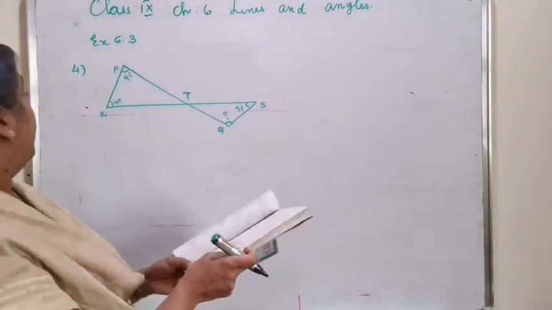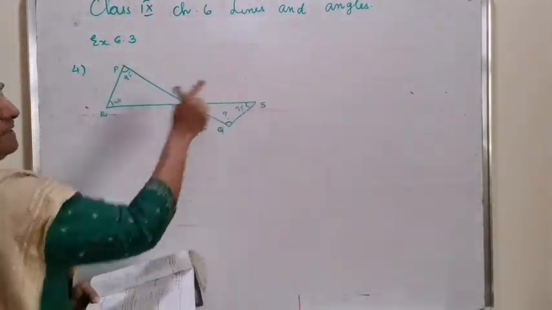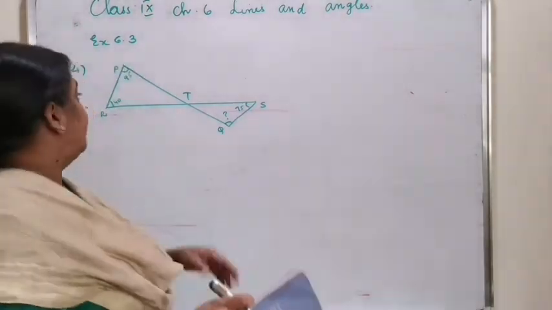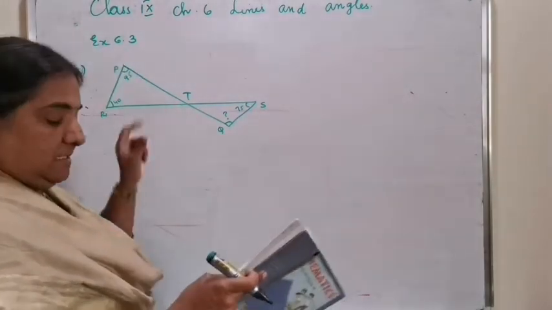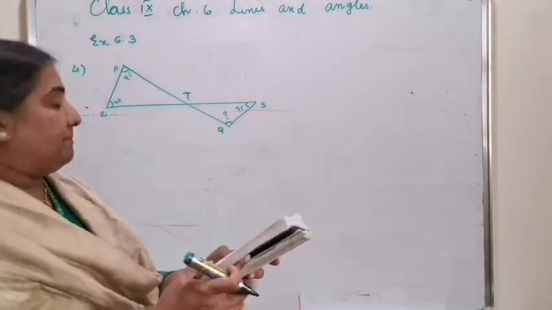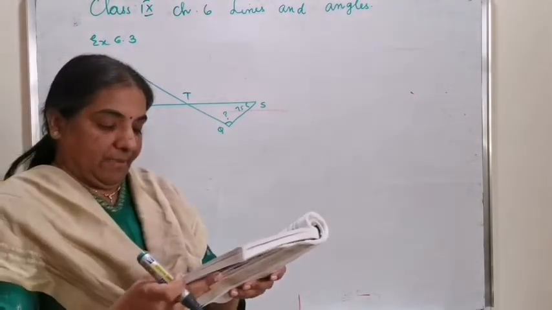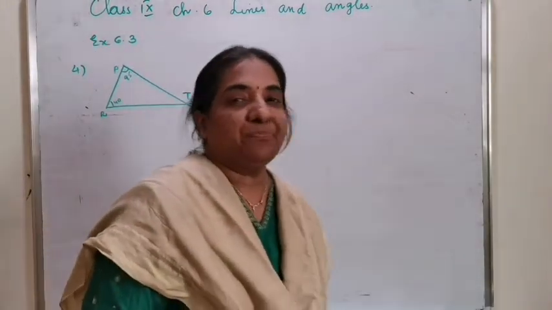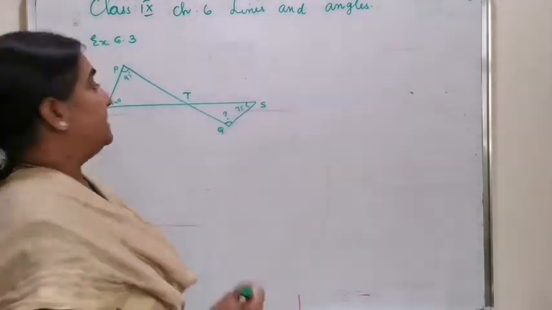Lines PQ and RS intersect at the point T. If angle PRT is equal to 40 degrees, angle RPT is 95 degrees and angle TSQ is 75 degrees, find angle SQT. There are two properties, it's very well understood.